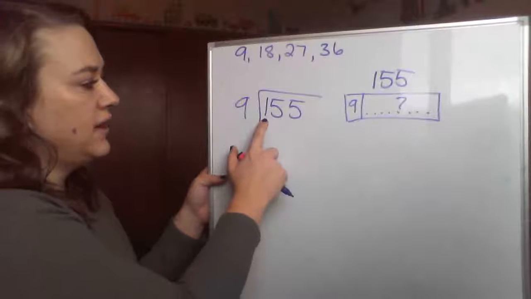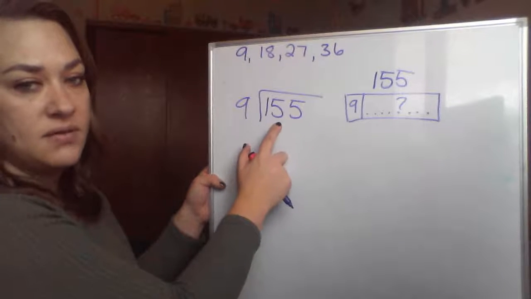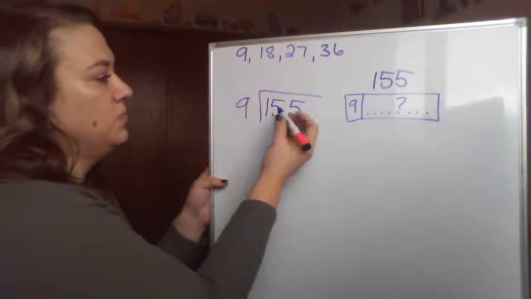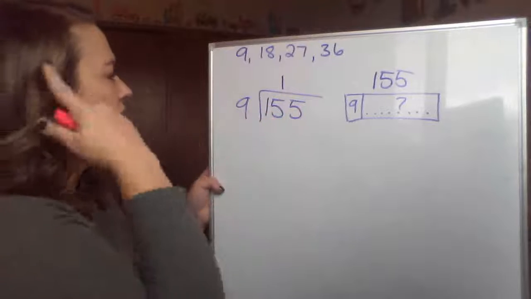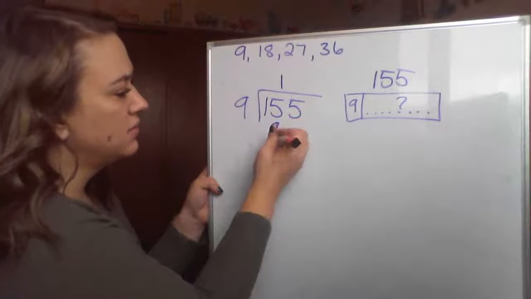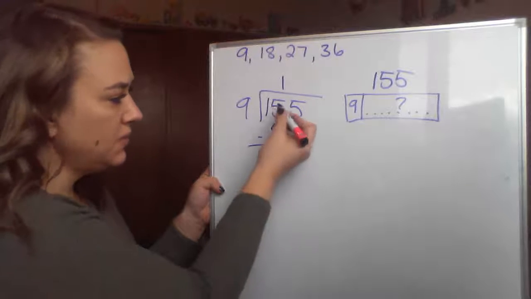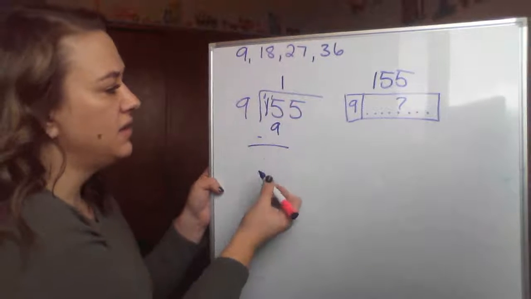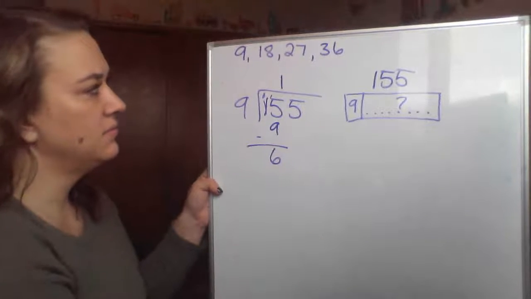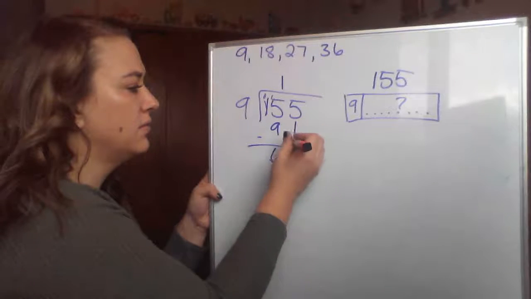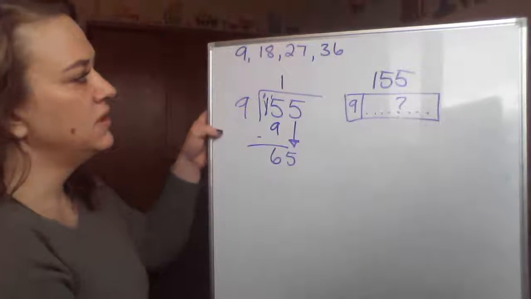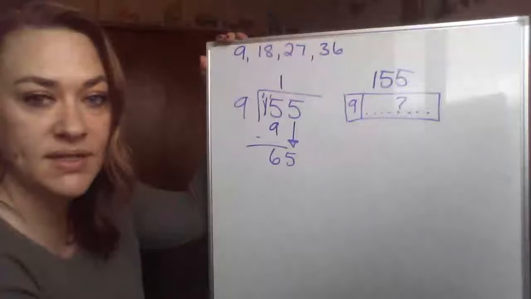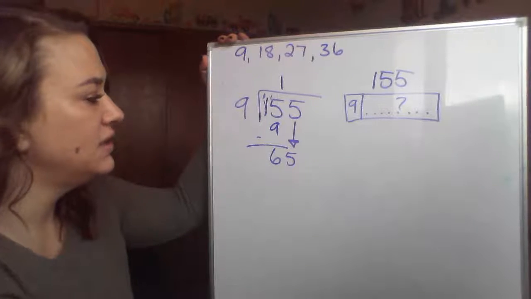Well, again, I can't divide into 1, so I need to look at this as 15. Okay, 2 groups is 18. That's too many. So I'm going to be able to do 1 group of 9. 9 times 1 gives us 9. We subtract. We're going to have to borrow. That becoming 0, our 5 becoming 15. So that's going to leave us with 6. We'll bring down our 5. We're going to have to skip count a little bit more. And now we have 65. So how many groups of 9 can I make out of 65?